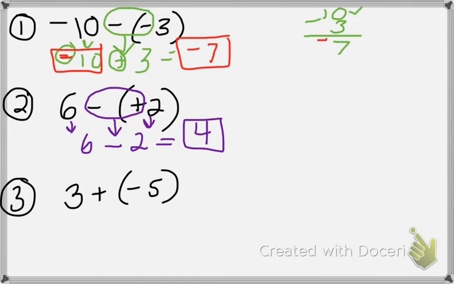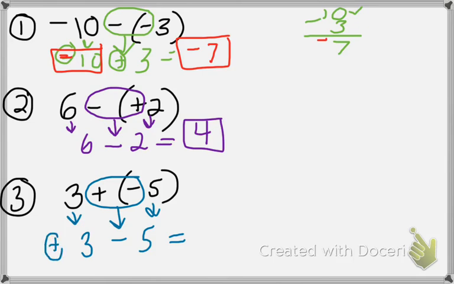Let's look at number 3. 3 plus negative 5. Signs go into battle. Positive and negative. Negative wins. Bring down the other numbers. Now we have 3 minus 5. It's not 5 minus 3, it's 3 minus 5. Right? Because this 3 is really positive. So the signs are different.